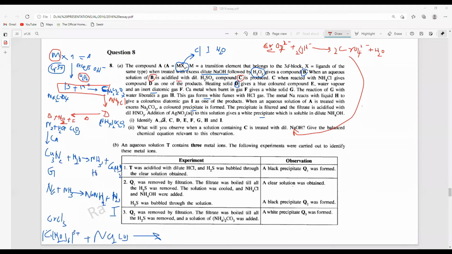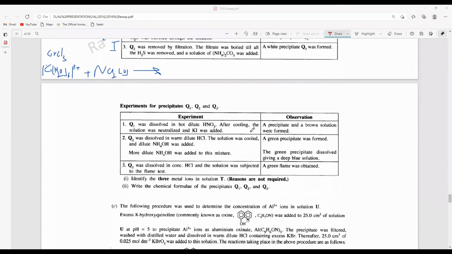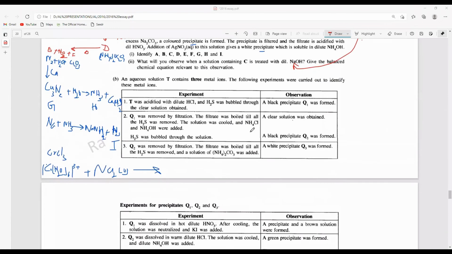So this particular question is not hard. You can easily answer this one because everything is given, right? So you can imagine what is actually happening when you do all these things. Then part B. Part B is a description, so we will go through it very quickly. Aqueous solution T contains 3 metal ions. The following experiments were carried out to identify these metal ions.